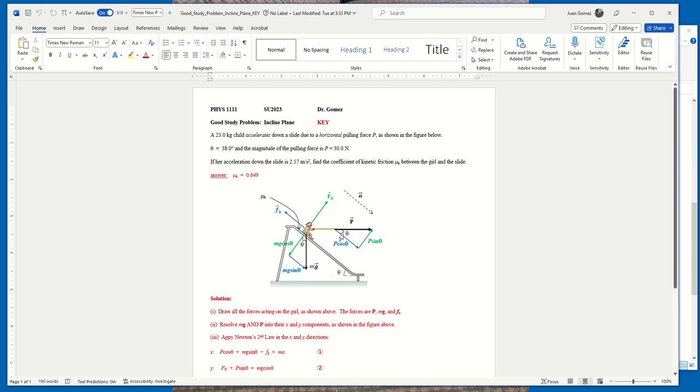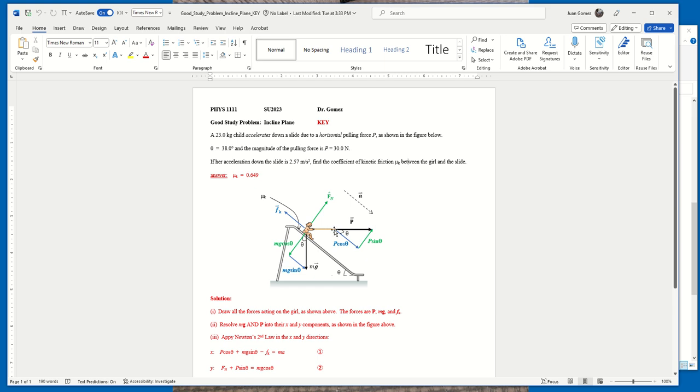Now let's look at the pulling force P. Again, notice the y component of P is given by P sine theta because it's opposite to the angle. The x component of the pulling force is given by P cosine theta. Remember, a vector simply takes you from point A to point B. So that's how I know how to draw P cosine theta and P sine theta. I have to go positive x and then positive y.